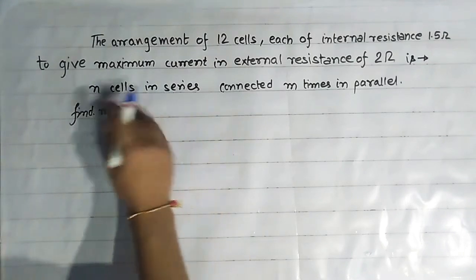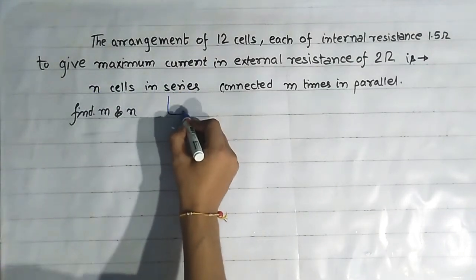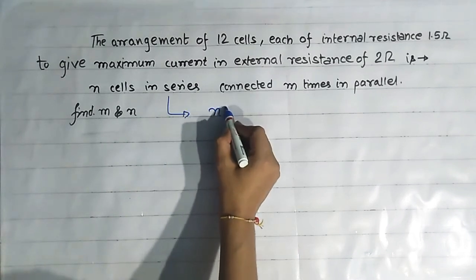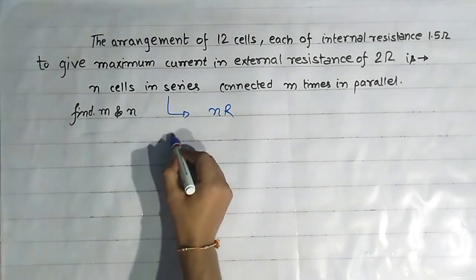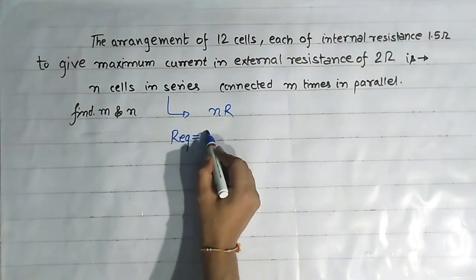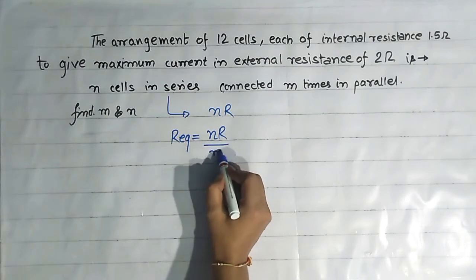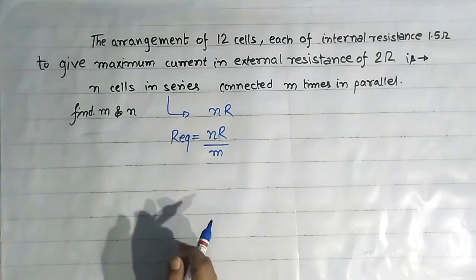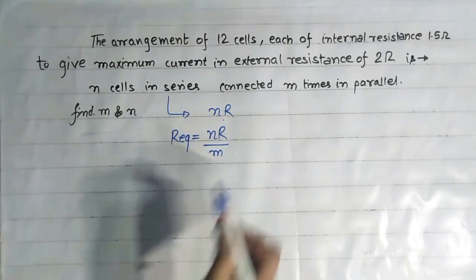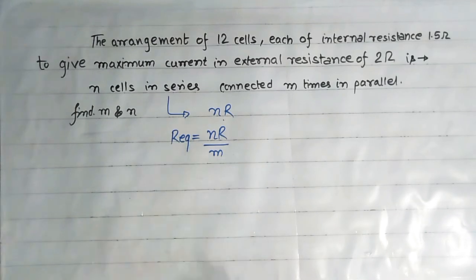It means when n cells are connected in series, then total resistance is equal to nr. Now when such rows are connected m times in parallel, then the equivalent resistance is equal to nr by m, because when m equal resistances are connected in parallel, then the equivalent resistance is equal to the value of individual resistance divided by m, that is nr divided by m. So equivalent resistance is nr by m.